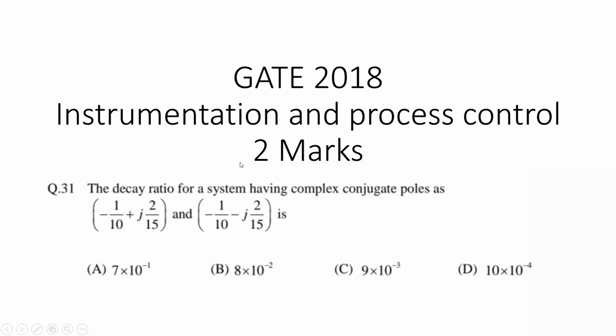Question is from GATE 2018 Instrumentation and Process Control for 2 marks. The decay ratio for a system having complex conjugate poles is given. So let's start with the solution.